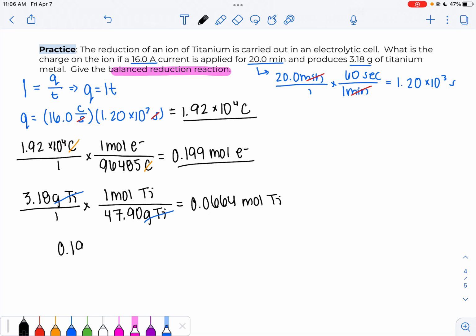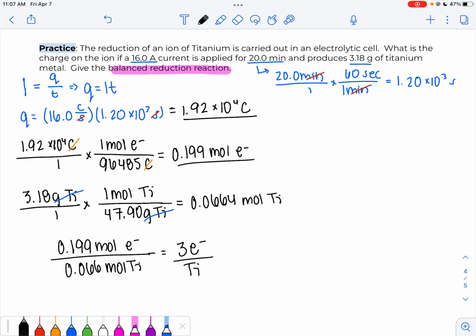So I need to figure out how many moles of electrons were transferred when I produced 0.0664 moles of titanium. This will get me my total number of electrons being transferred per titanium that I am making. All right, so when I plug this in my calculator, I get 3 as my value. So what this is saying is I'm transferring 3 electrons per titanium in this system.